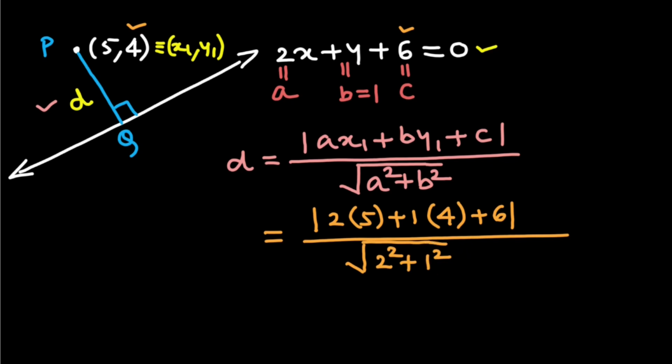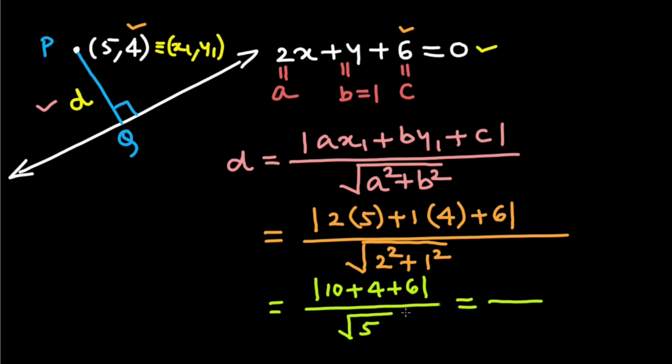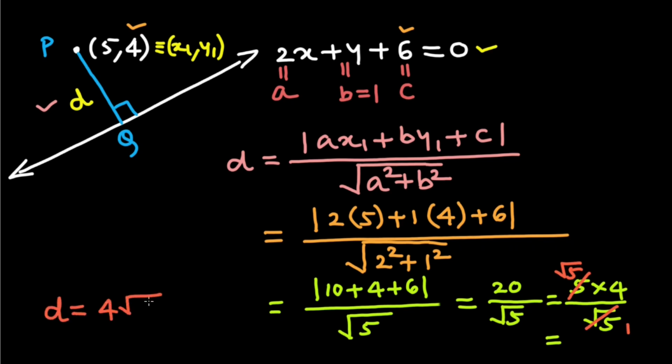So it will be equals mod 10 plus 4 plus 6 by square root of 2 square is 4, 4 plus 1 is 5, which will be 20 by root 5. 5 multiplied by 4 by root 5, this will become root 5, root 5 ones are. So distance D will be 4 root 5 units.